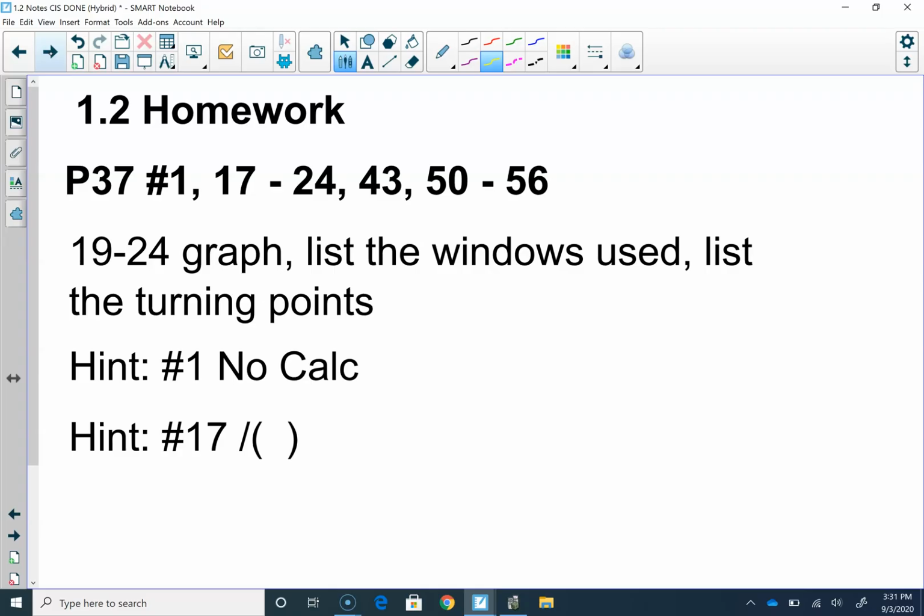Okay, so this is your homework. I have some hints on you for number 1 and number 17, and then 19 through 24. So you're going to follow all the directions, but 19 through 24, I want you to graph, list the windows that you use, and list the turning points, whatever those are.